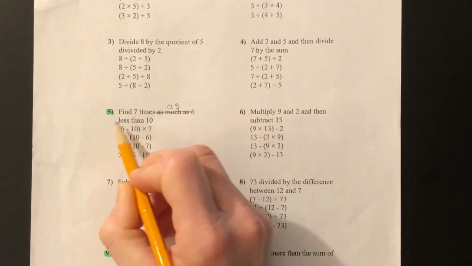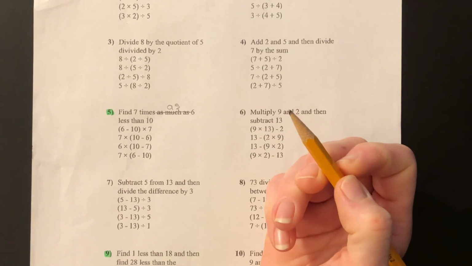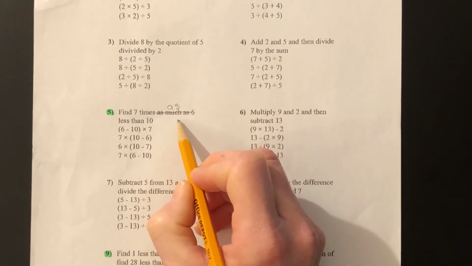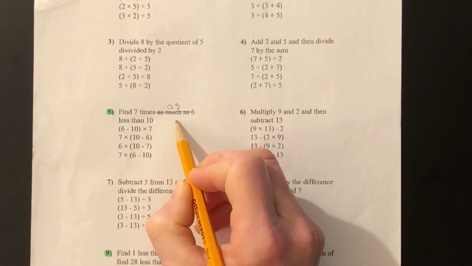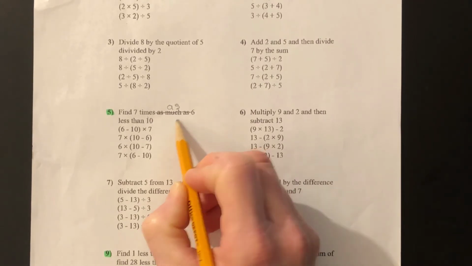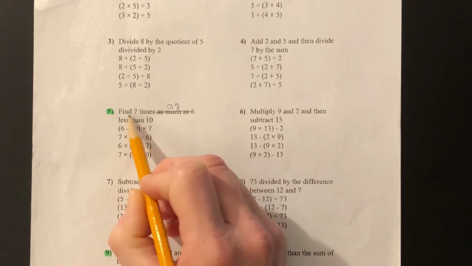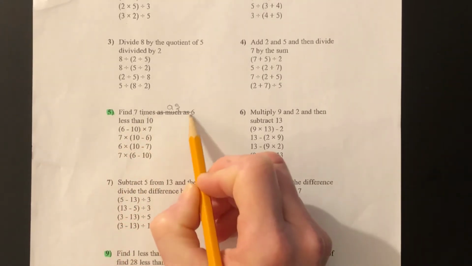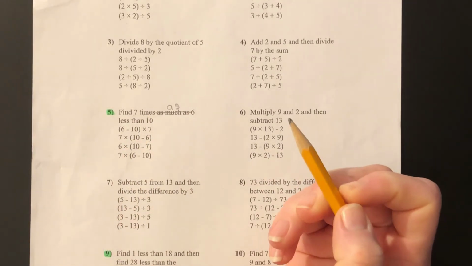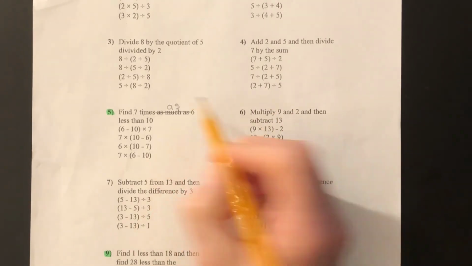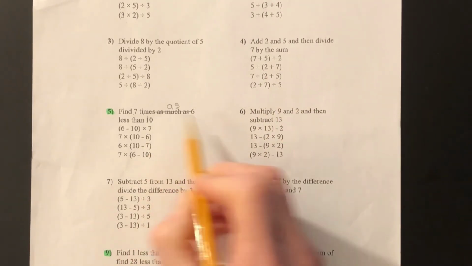7 times 6 less than 10. I don't like the words as much as. You see those from time to time. To me, it seems wordy and unnecessarily wordy. So, in fact, you can just do find 7 times 6 less than 10. Actually, I think I like that better. You don't even need that. 7 times 6 less than 10.